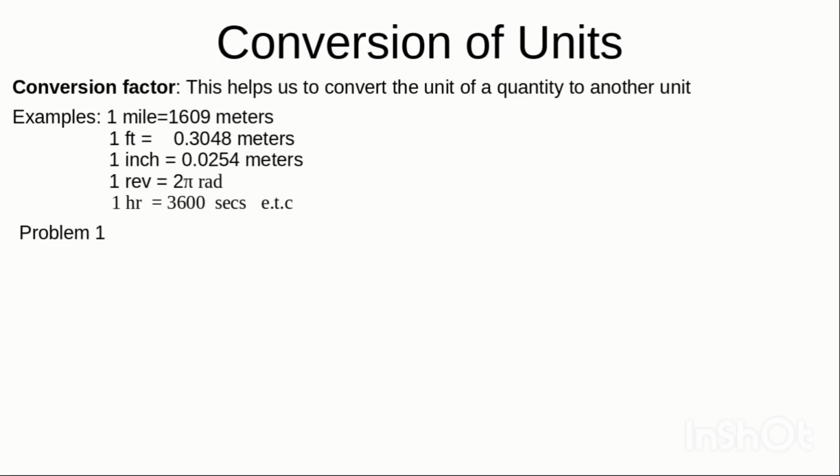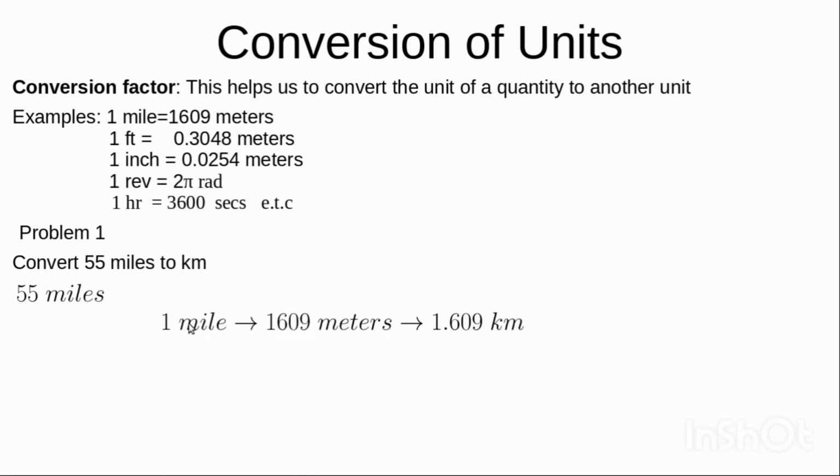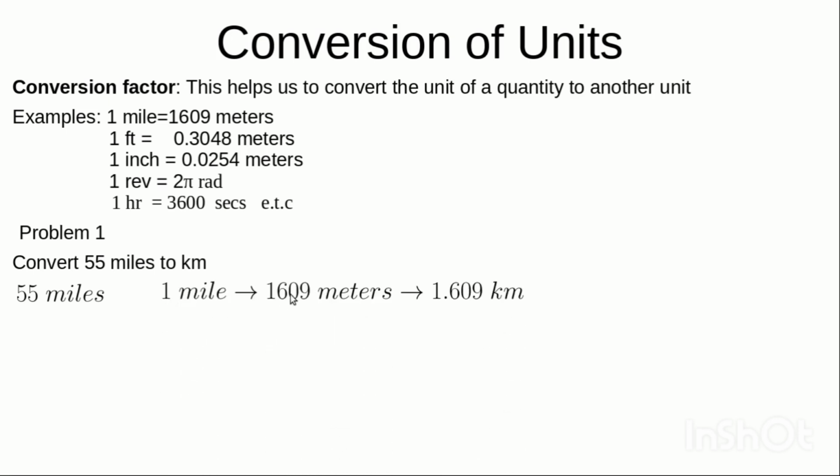So let's take a look at a typical problem. First one is convert 55 miles to kilometer. So to solve this particular problem, we must know how to convert from mile to kilometer, and we must know the conversion factor, right? So we have our 55 miles to convert to kilometer. What we need is a conversion factor. So this is a conversion factor. 1 mile gives 1,609 meters, or 1 mile is 1.609 kilometer.